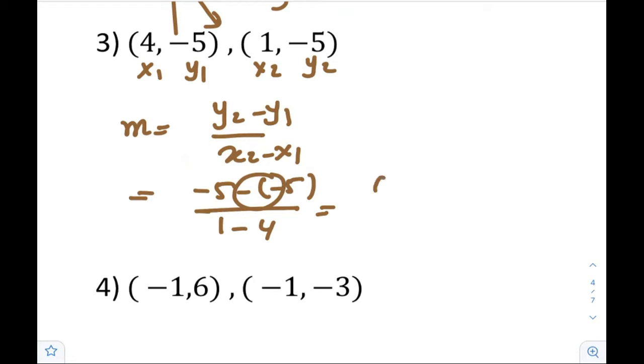Negative 5 minus means plus. Negative 5 plus 5 is 0. 0 divided by negative 3 is 0. 0 divided by any number, positive or negative number, is 0. What is the meaning of zero slope?